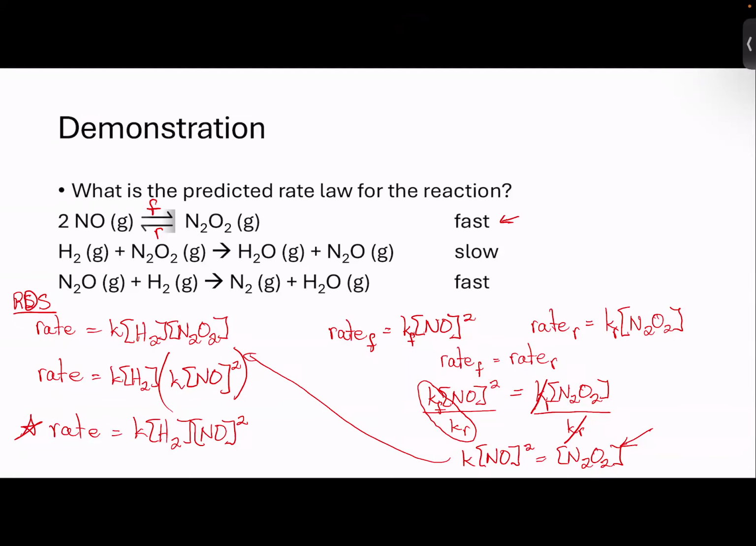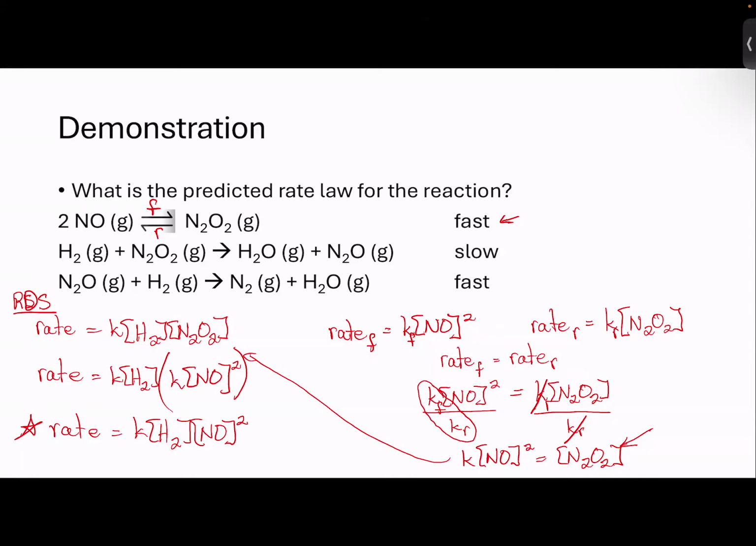Yes. The question is, can you only do this if the first one's in dynamic equilibrium? The answer is, if the second step is slow, the first one will always be in dynamic equilibrium. So yes.